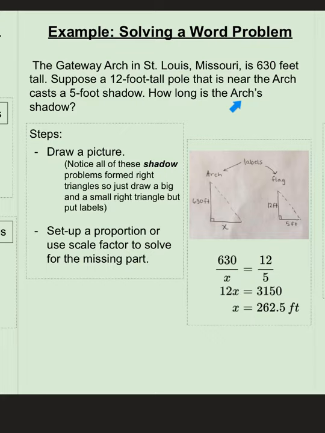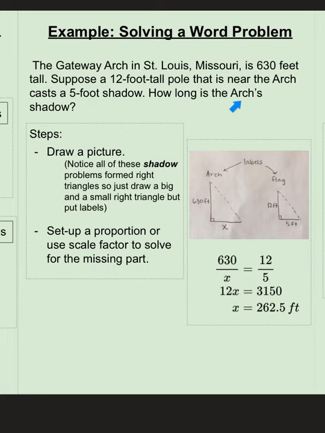Notice all of these shadow problems have formed right triangles. So all you're going to do basically is draw one bigger, one smaller right triangle. I did mention to label it because that way when you're putting your information from the problem onto your picture, you know which one gets what information. So I just wrote, there's my arch. I didn't even draw any fancy arch. I just drew them as right triangles. But that's supposed to be my arch. That's supposed to be my flag. I put my information on here.